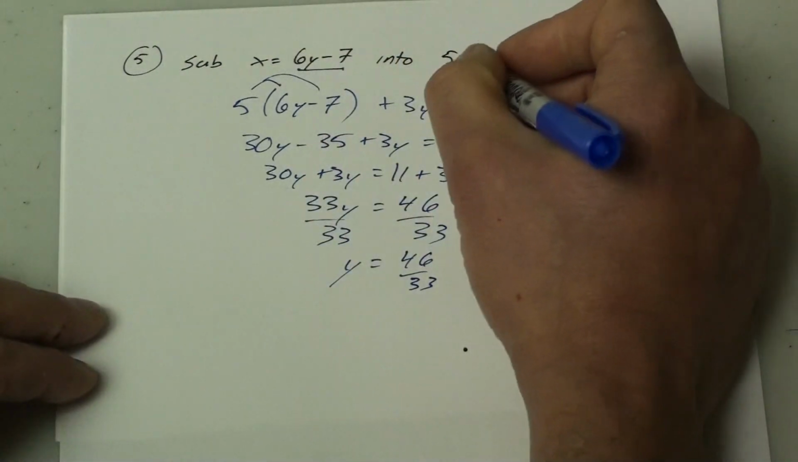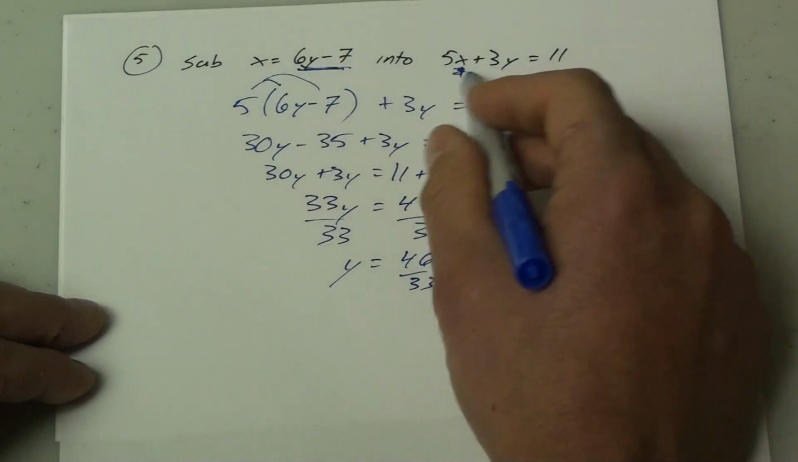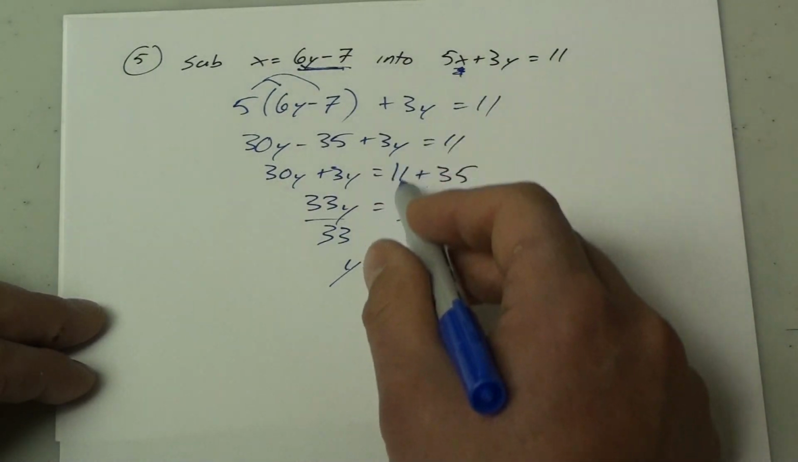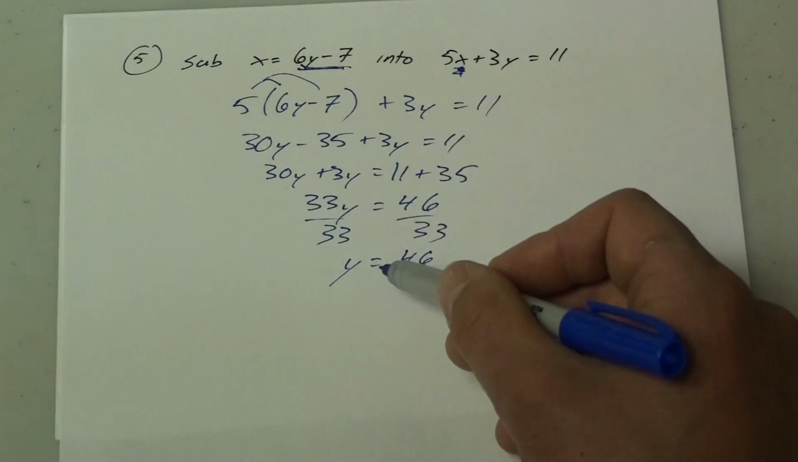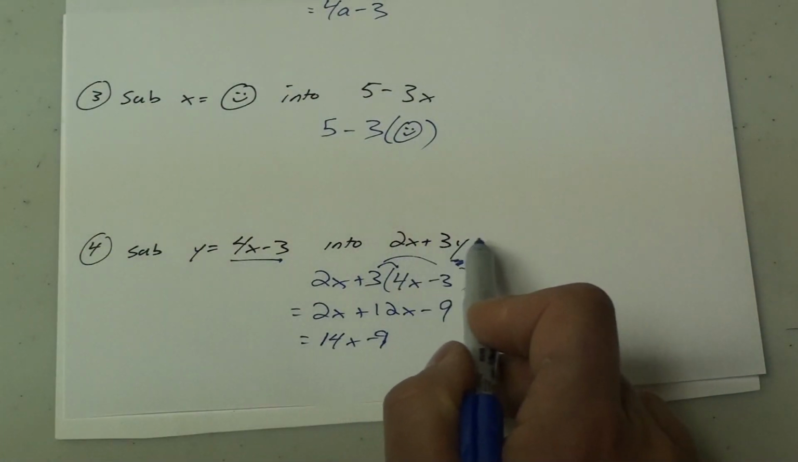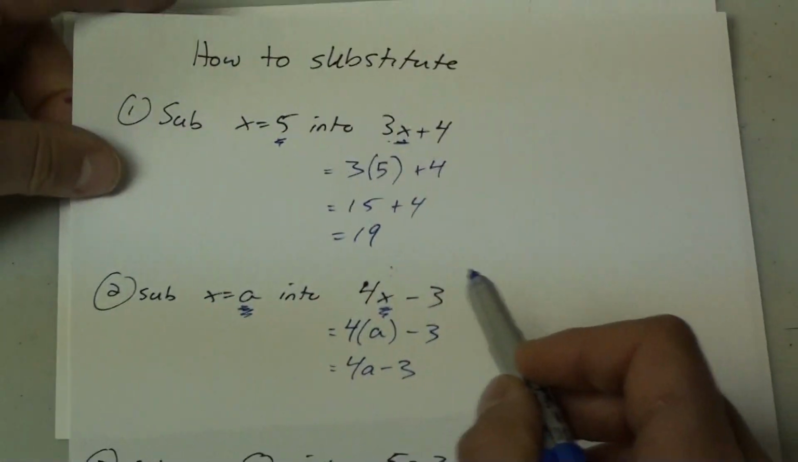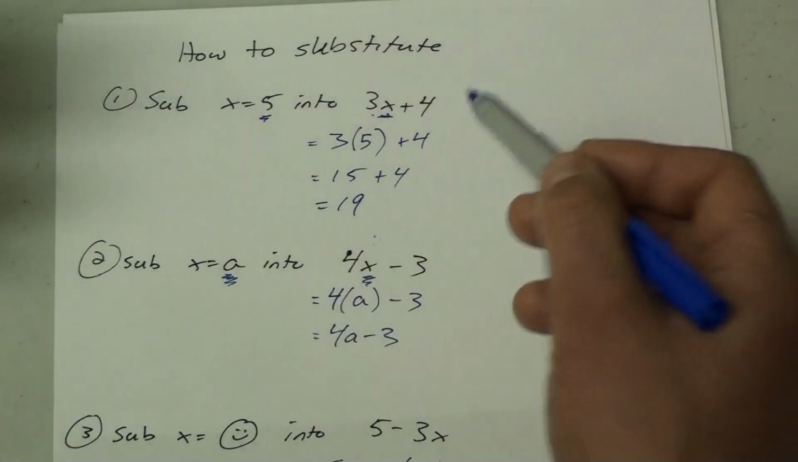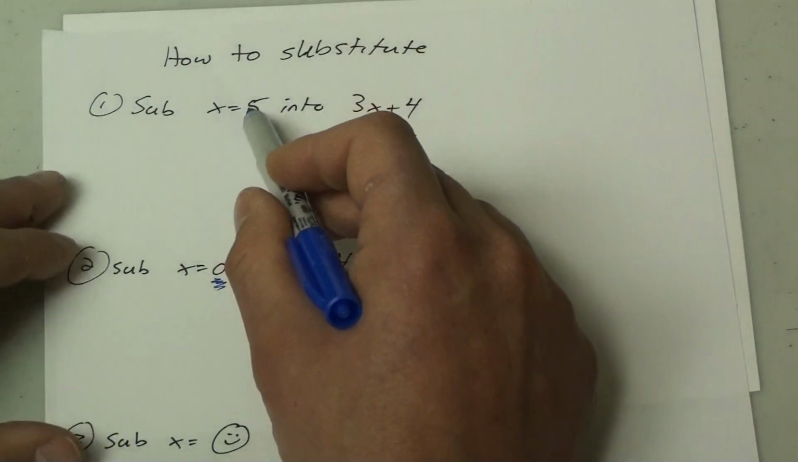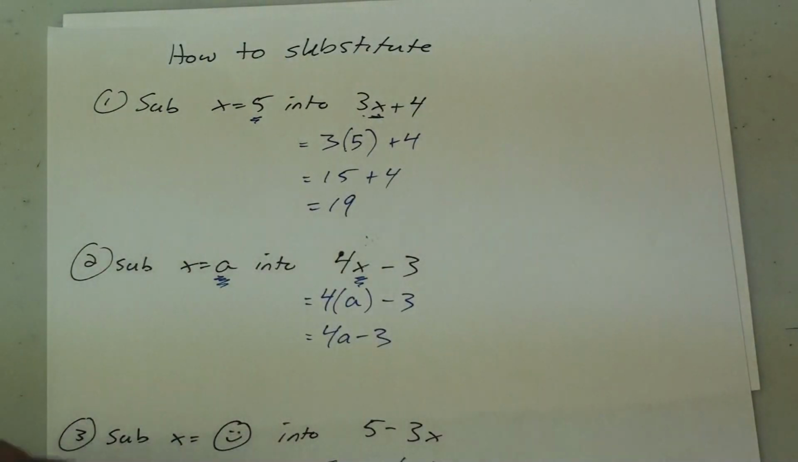I subbed in, I replaced my x with what x is equal to, and in this question I was actually able to solve for what y is, because I had an equal sign going right down the middle. In the other questions, you could just simplify the best you could, because the equation you're putting things into did not have an equal sign. Okay, there's a little lesson on substitution, or how to substitute. You're replacing a letter with what you know the letter is equal to, and you're trying to go as far as you can. Thank you very much.